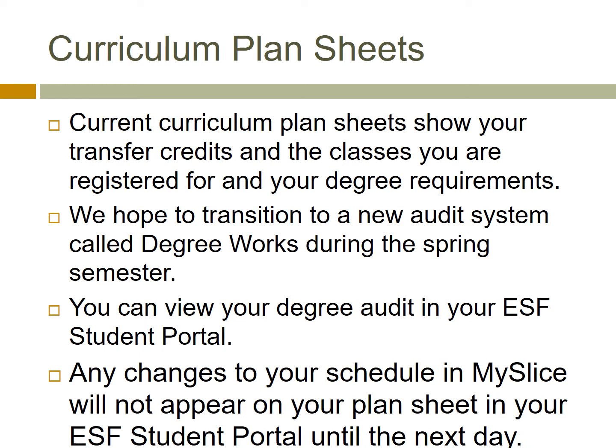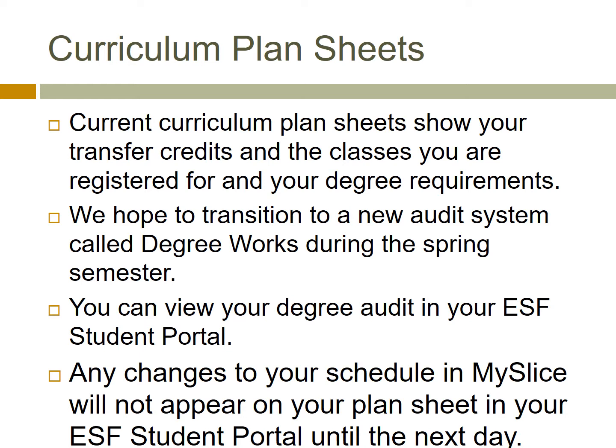Your curriculum plan sheet will show you how many transfer credits you've received, what classes they transferred for, and any classes that you are already registered for. It's also your roadmap to graduation. During the fall, we will be transitioning to a new audit system called DegreeWorks, and we ask for your patience during this time of transition.